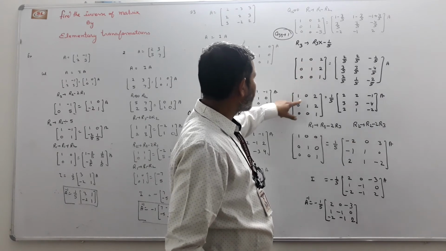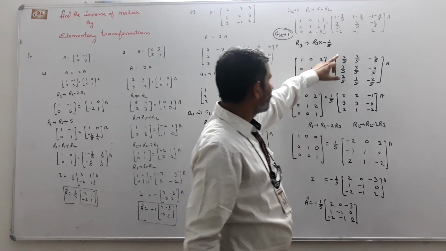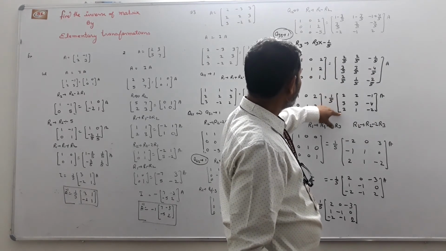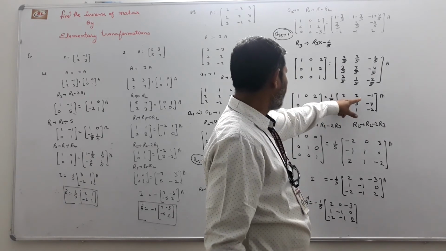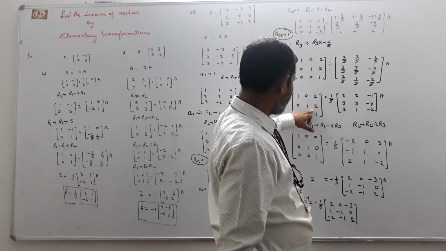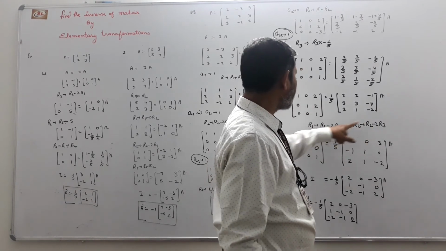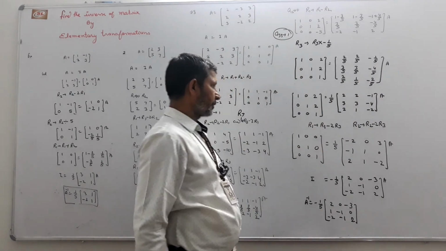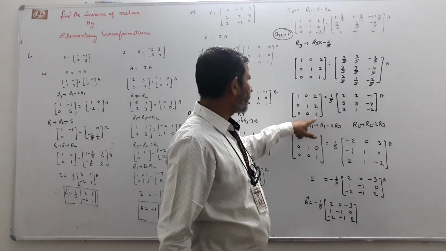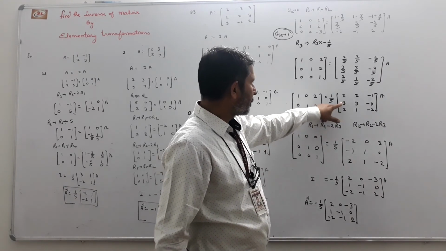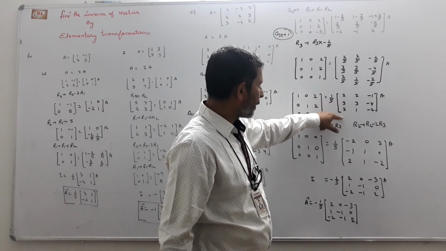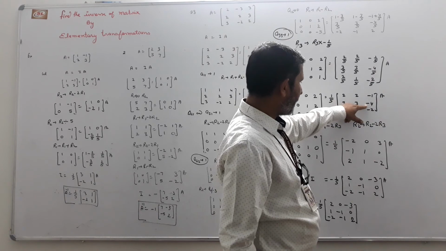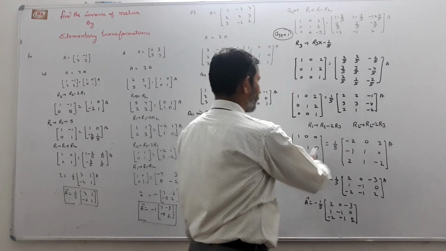R1 minus twice of R3: 1, 0, 0, 2 by 5 minus 4 upon 5, 2 minus 2, and then 2 minus. And the second part, R2 minus twice of R3: 0, 3 minus 4, 3 minus 4, minus 1, 3 minus 2, 1, and minus 4 plus 4, 0. Third row as it is.